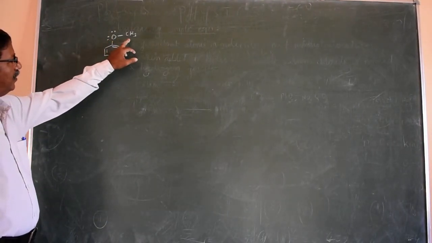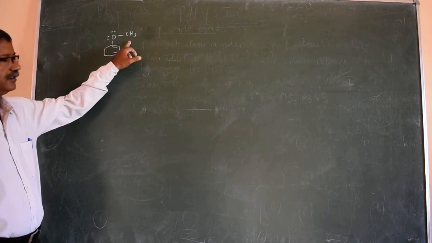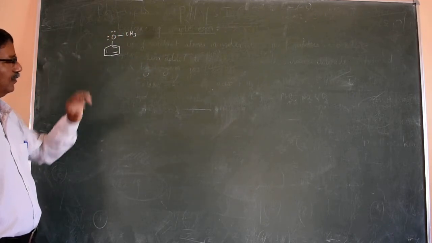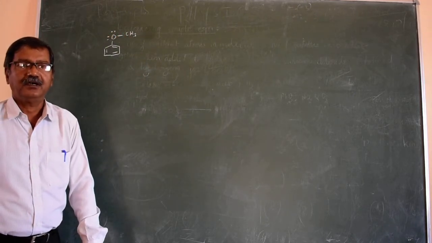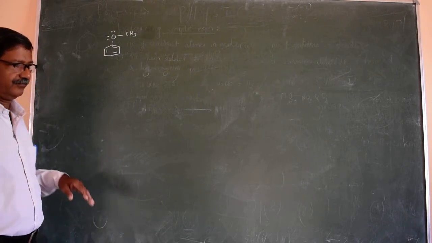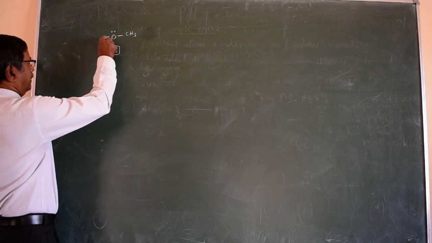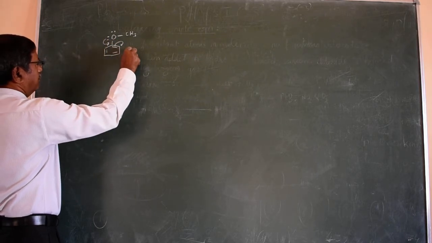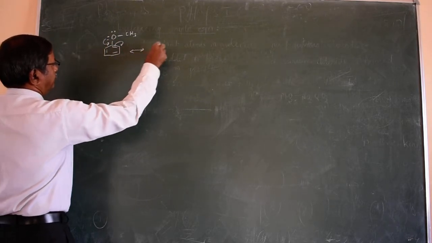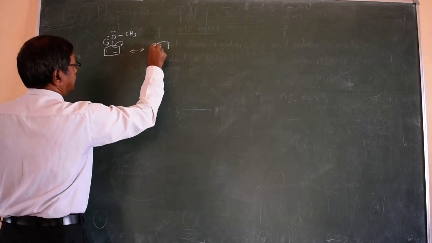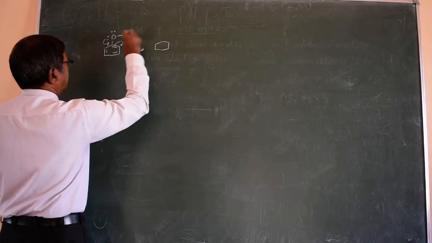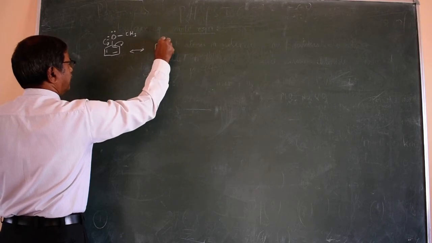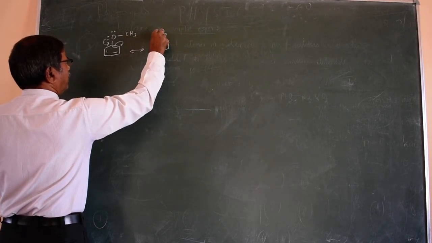Well, OH or OR group. It may be OR or OH. As we know, it is ortho and para directing. We can explain that based on the resonance, as there is a lone pair of electrons and also the pi bond.